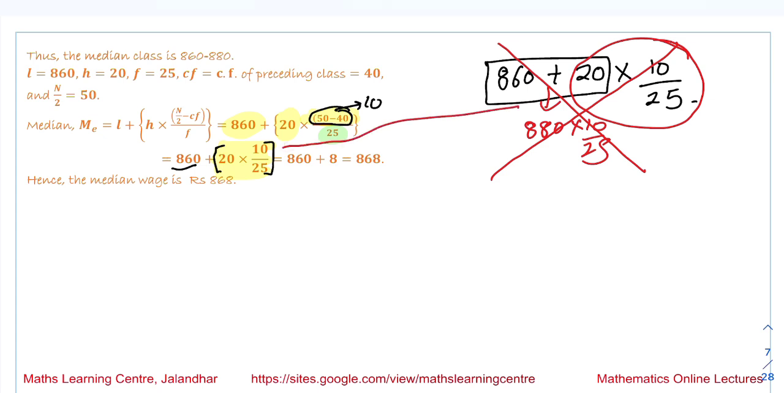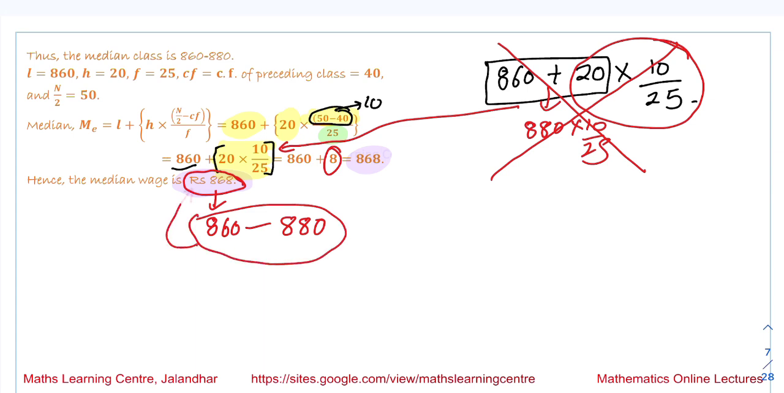But this is wrong, because first of all we have to multiply these two terms. On multiplying these two terms, the answer you will get is 8, and the final value of the median we will get is rupees 868. You must check that this 868 lies in the median class. The median class we have is 860 to 880, and this value of the median lies in this class. If the answer you are getting is outside this class, it means you have committed some mistake in calculating the answer.